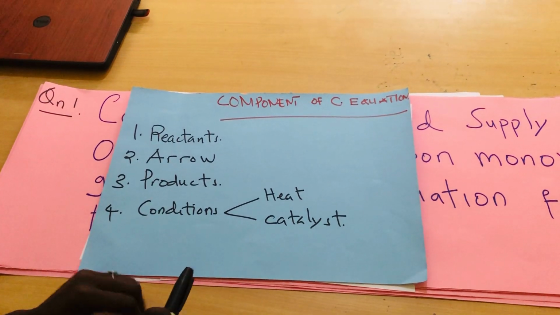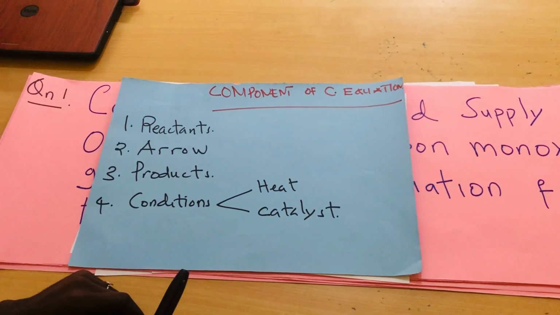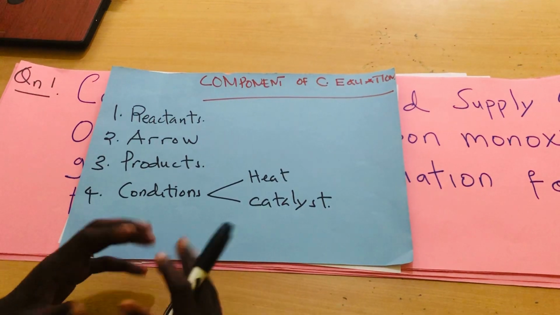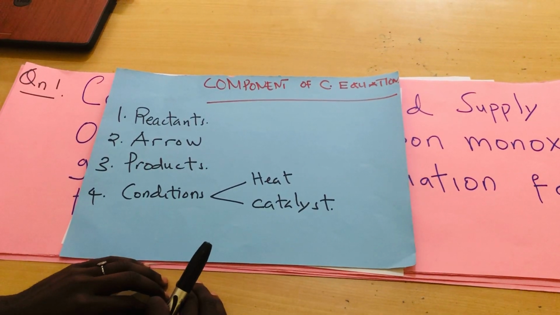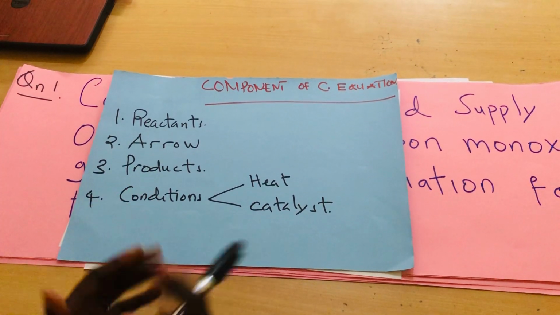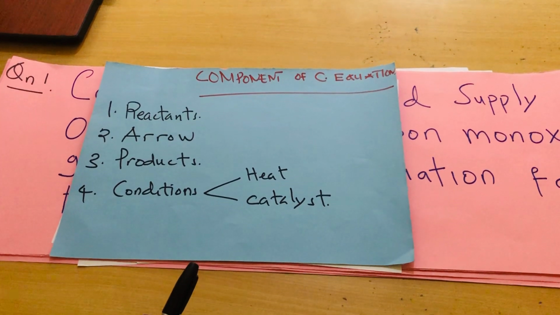So this video is episode number 2 of chemical reaction. In this episode, we are going to learn how to write word equation. By definition, word equation is a representation of chemical reaction by using words.